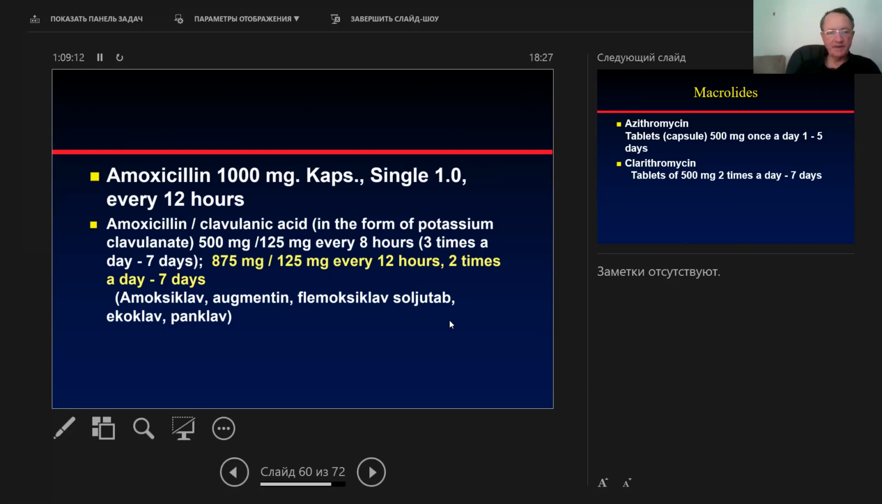Because with other combinations, 3 times per day, the patient obtains more clavulanic acid. And the trade names are Moxiclav and Augmentin.